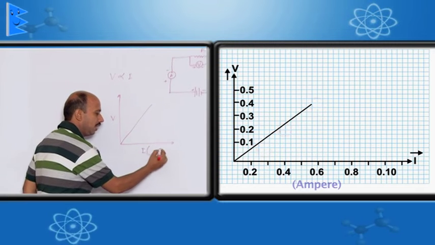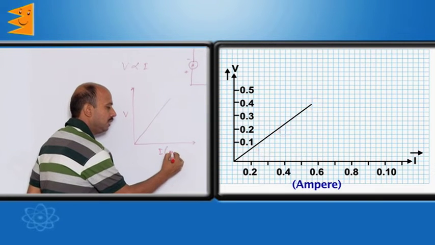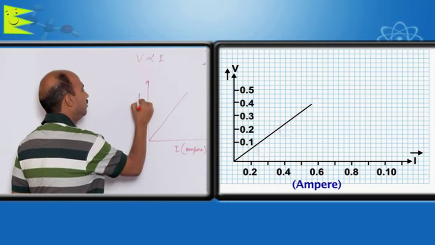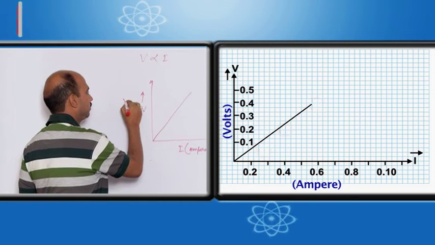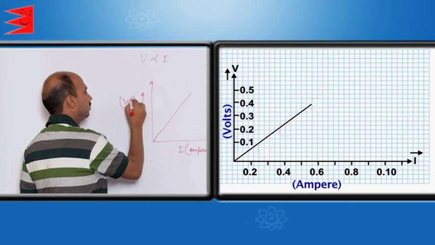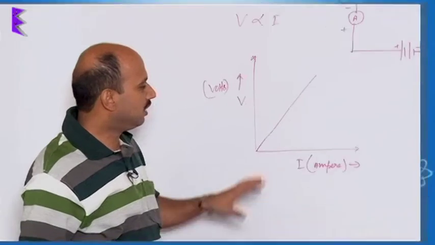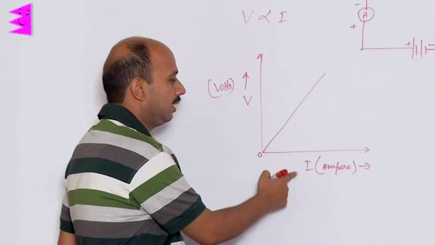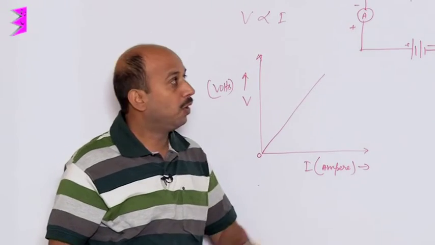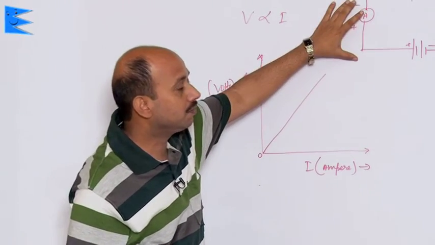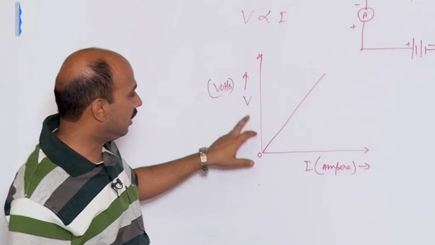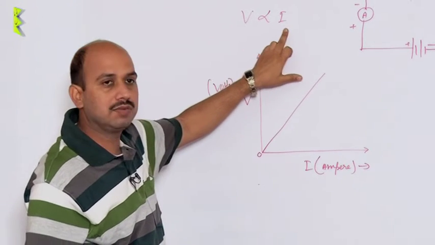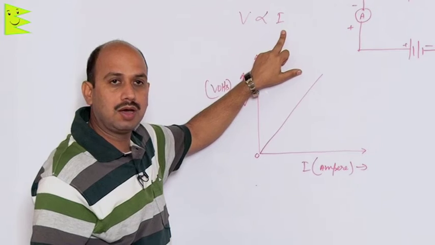Here we can write I is in ampere if you have measured, and V is in volts. So this graphical relation explains the relation between V and I according to Ohm's law. So if you have done this experiment in the laboratory and get this relationship with the result, it means Ohm's law is getting verified. V is directly proportional to I.